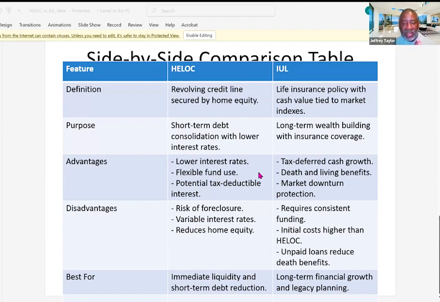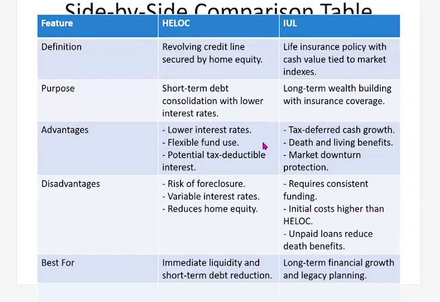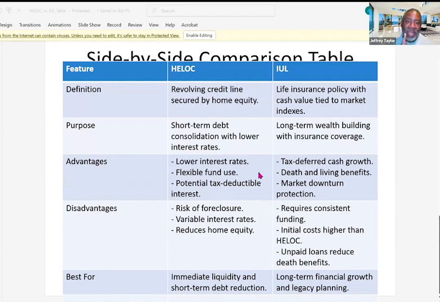Okay, disadvantages of a HELOC. Risk of foreclosure, yeah, because if you don't pay it, they can, so that's obvious. The interest rates are variable. Let me tell you this. Why is a variable interest rate irrelevant? Let me say it again. Why is a variable interest rate irrelevant when it comes to a HELOC with the strategy that we use? Why is the variable rate irrelevant?